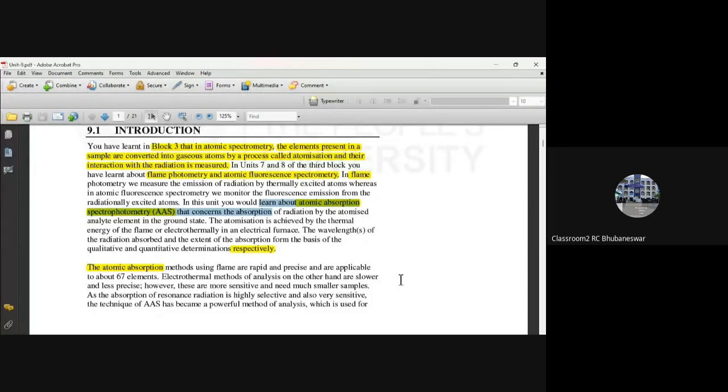Okay, let's move on to the next part of this study, atomic absorption spectroscopy. In the last class, we studied flame photometry, or atomic emission spectroscopy, where the elements present in the sample were converted into gaseous atoms by a process called atomization. Whenever I say this, just try to correlate it with my previous class. We do the atomization first, then the interaction with the radiation happens.